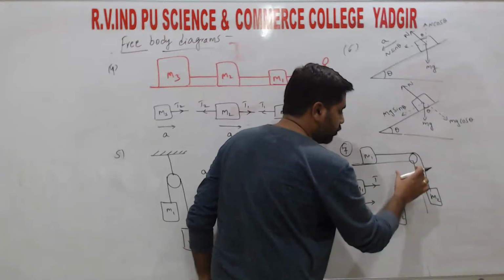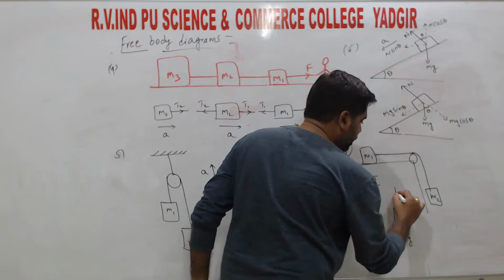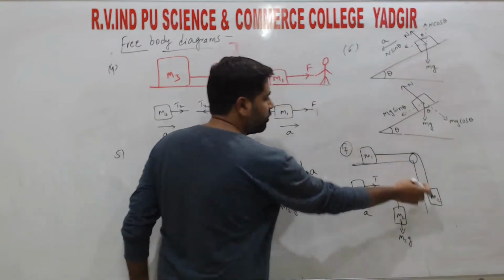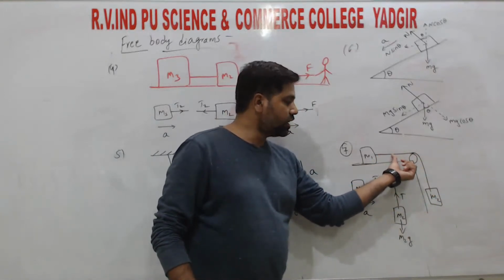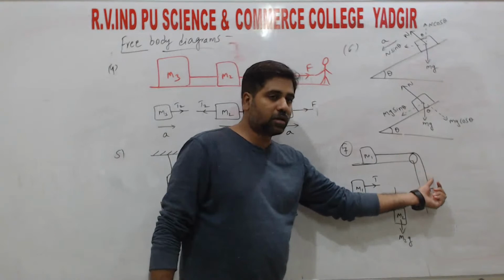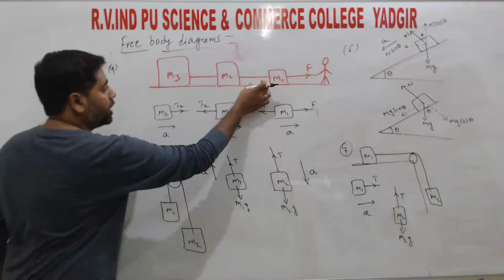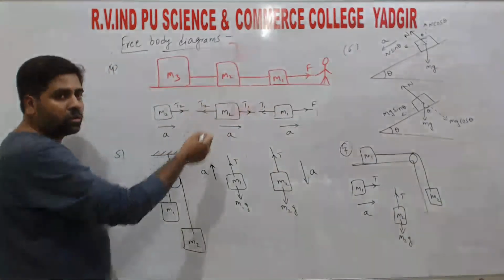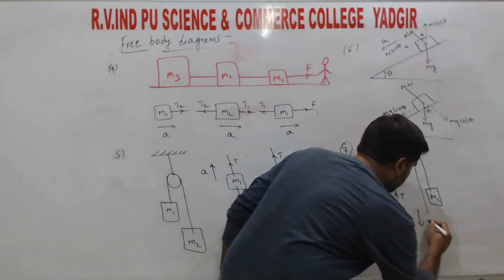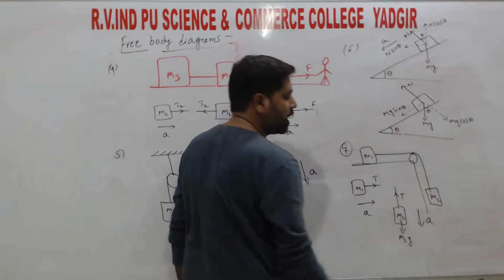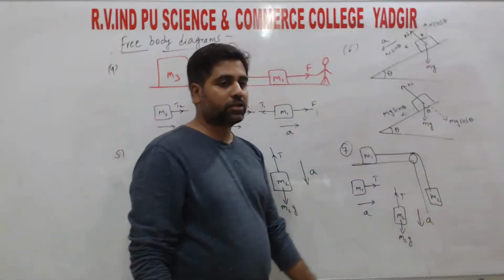Next, m2. The weight of m2 is acting in the downward direction, that is m2g, and it is connected with the string. The same string is connected between m1 and m2. Since there is only one string, the same tension will be on the m2 object. That's why we took T. Here, if there were different strings, we would take T1 and T2, right? So this is the free body diagram and the object is moving in the downward direction. This we call the net force acting in the downward direction.